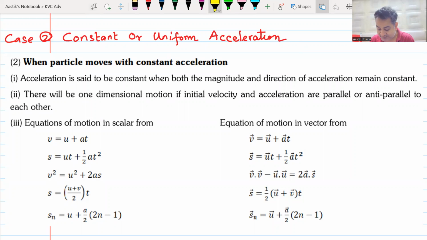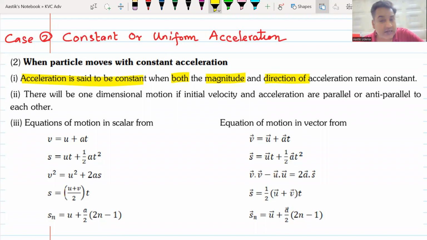In uniform or constant acceleration, the acceleration of the particle will be constant both in magnitude as well as direction. Do we understand this? Please raise your hands so that I know that we understand what constant acceleration means. Acceleration remains constant, we have discussed this many times, in magnitude as well as in direction.